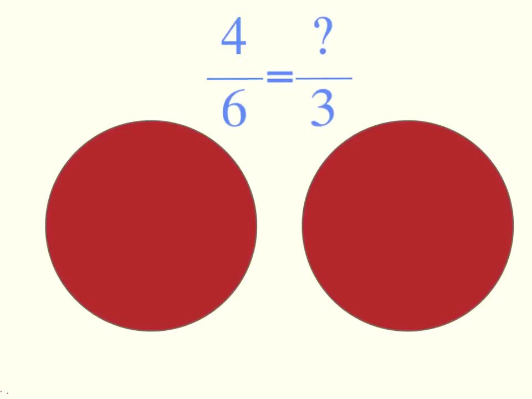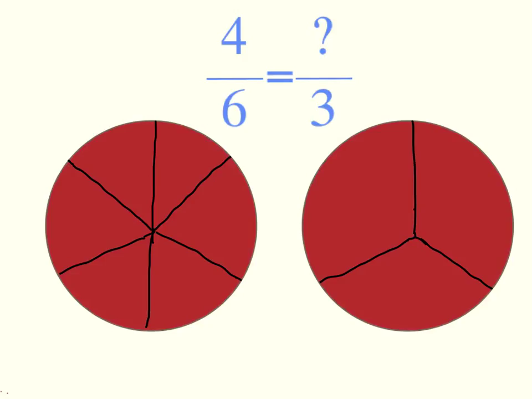In this problem, we are trying to find an equivalent fraction to 4/6. As you can see, the circle on the left right here is divided into 6 parts, and the circle on the right over here is divided into 3 parts. And that's to represent this 6 and this 3. Now it says at the top that there are 4 parts out of the 6 that are shaded, so I'm just going to go ahead and do that right now.